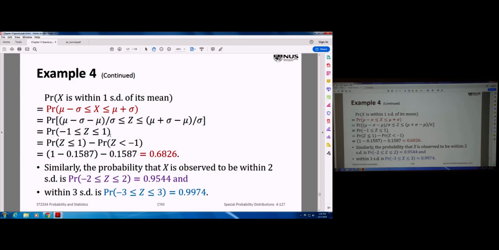Basically, the probability within 2 standard deviations, if you do the same calculation, this is -2 and 2, that's 0.9544. Remember that 1.96 is the 95% confidence interval, so that's why you get this. This is roughly 95%. 3 standard deviations is 0.9974. So even if the mean was 10 and the variance was 100, or if the mean was -100 and the variance was 2, you would get the same answer. It's basically a property of this Gaussian distribution.